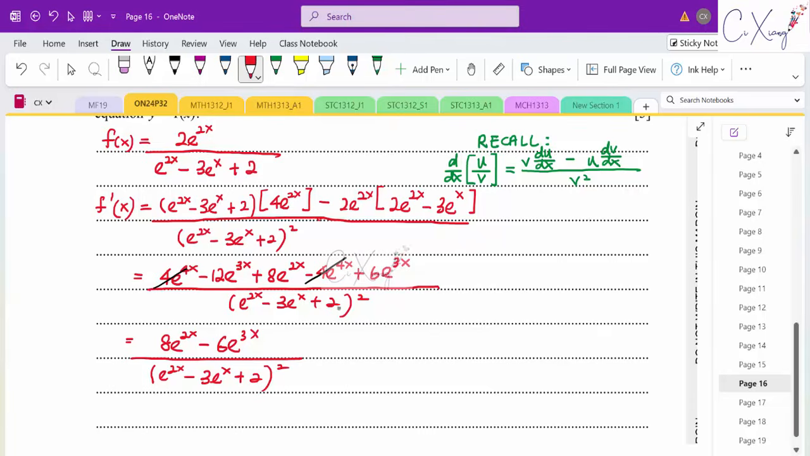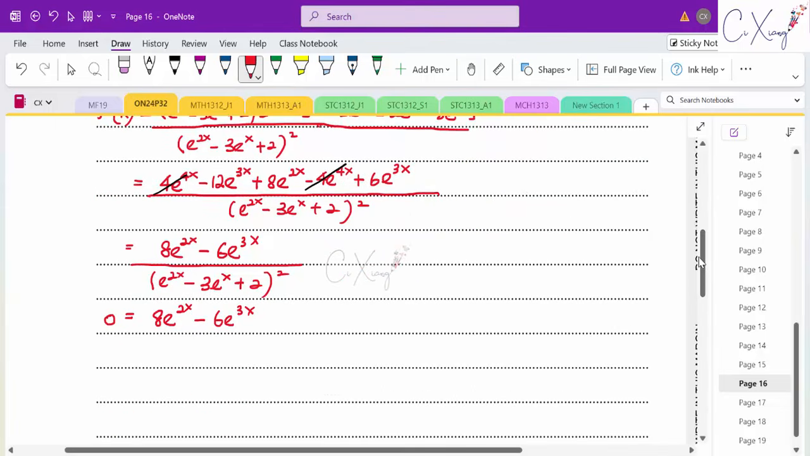Then after that, I need to find out the stationary point, right? I have to let the differentiation equal 0. So when I let the differentiation equal 0, this denominator moves up, multiplied with 0, it is still a 0. So my equation will become 8e^2x minus 6e^3x. Then let us try to solve this equation here.